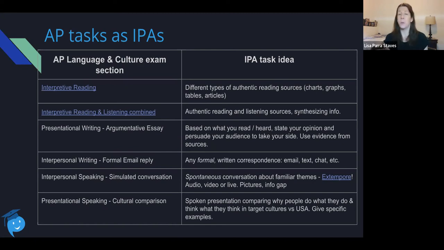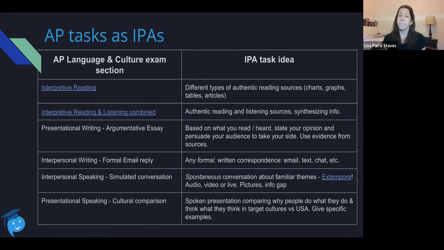So giving them the most practice as we can with this will help lower that affective filter, especially practice where they can make mistakes without penalty. Like, don't put it in the grade book. This is just for practice. This is for some formative feedback.